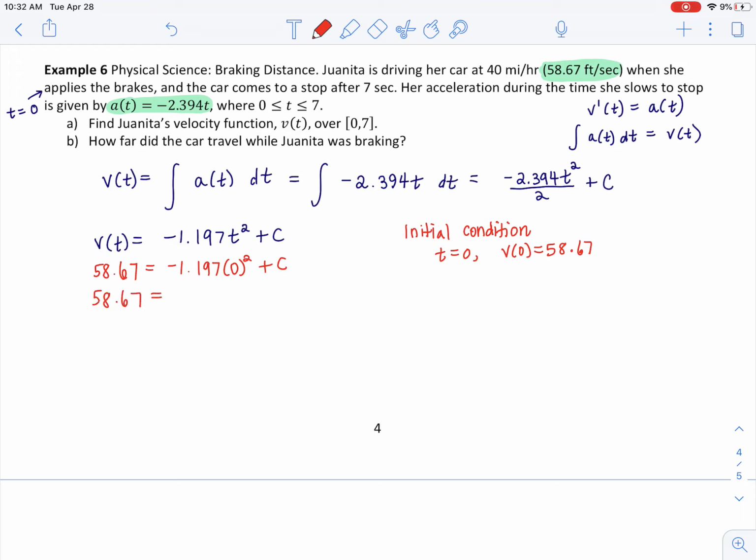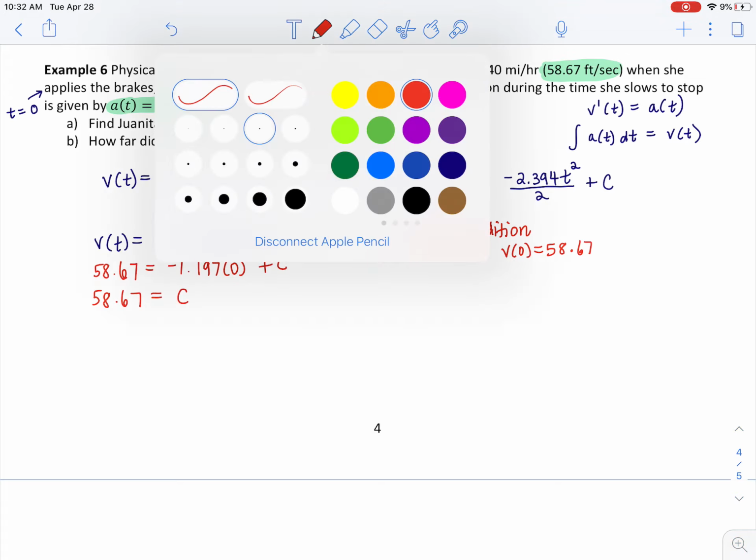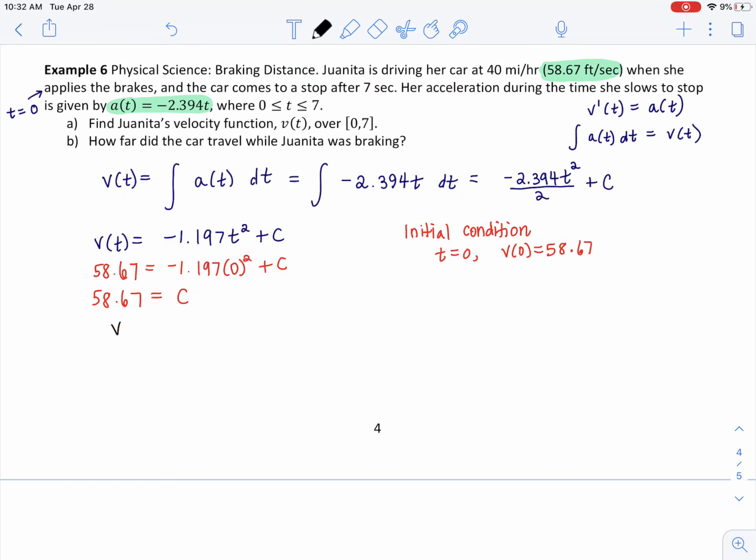All right, let's solve that. Well, take a look. 58.67 equals, this will just give you 0, right? So c is 58.67. So we did find the velocity function. Let's give them the velocity function. Juanita's velocity function is negative 1.197 t squared plus, what number? 58.67. Awesome.